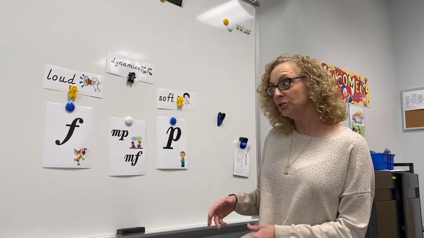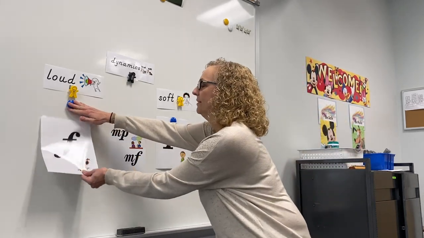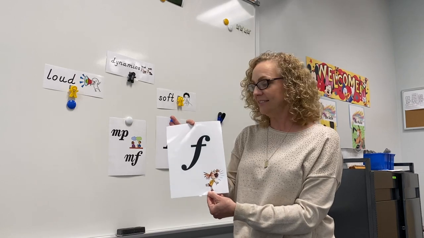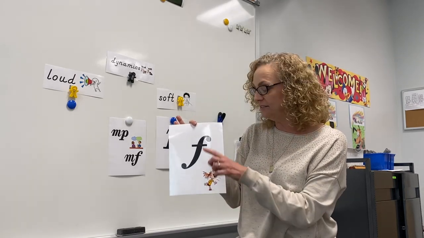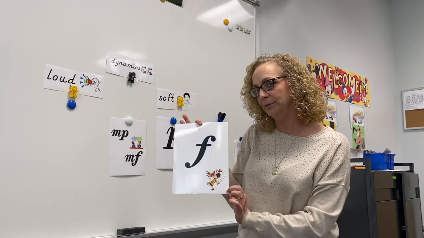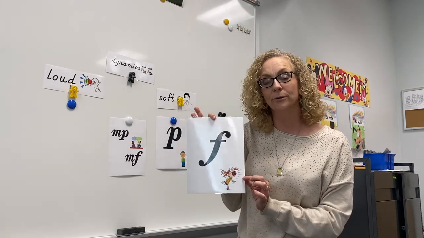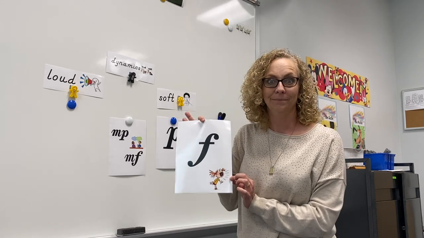Now, when musicians play music, how do they know if they're supposed to play loud or soft? Well, there's special symbols in music that help musicians know what the dynamic is, if the dynamic is loud or soft. And I'm going to show you those symbols right now. You guys know what letter that is? Yeah, it's like a fancy F. And if a musician sees this fancy F in their music, they are supposed to play or sing loud.